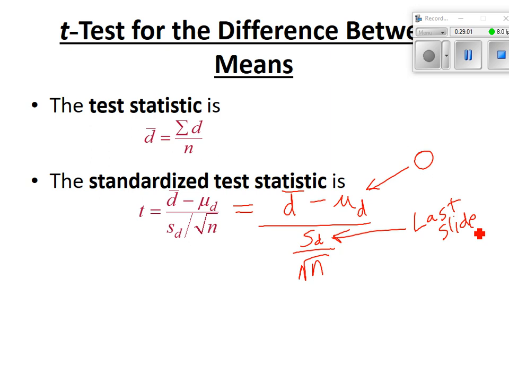Again, there is a way to do this on the calculator. It'll find T for you, but that's all it'll do. It'll find T. You still got to do all the other stuff, the HO, the HA, everything yourself.